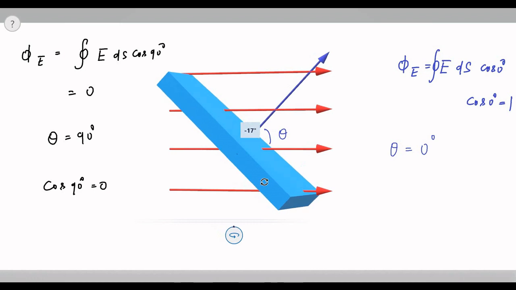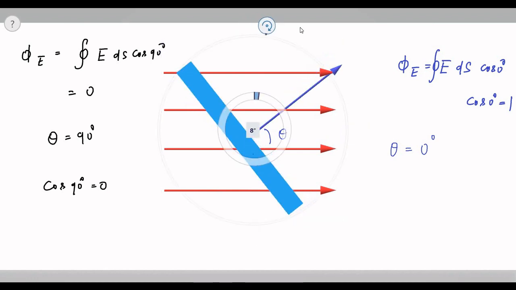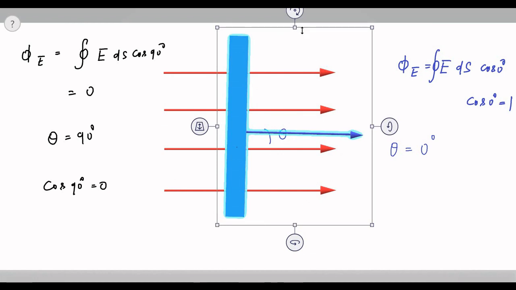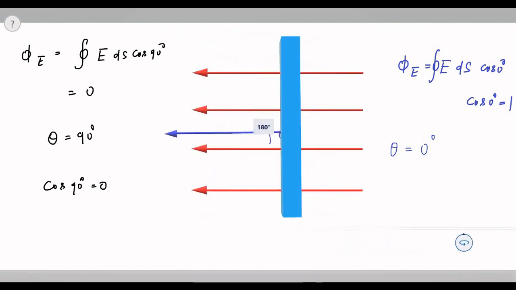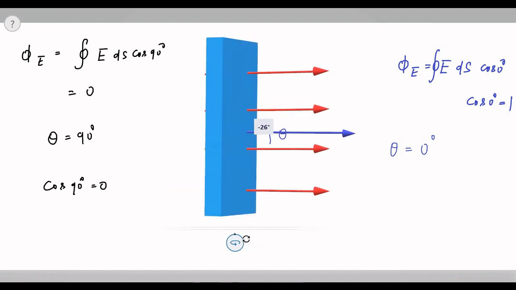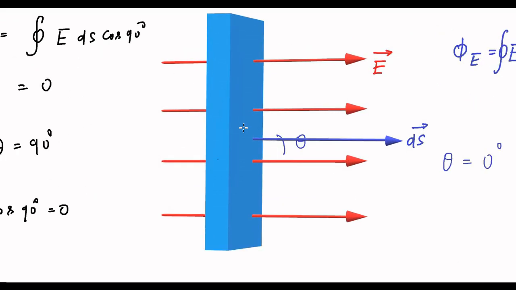And when I rotate the surface completely like this, you see all the electric field lines are passing through the surface. Again, I am repeating, in blue it is the area element vector, and these red ones are the electric field vectors. The electric field is constant and uniform, that's why it is equally spaced, and all the electric field vectors have the same length. So this is the thing.